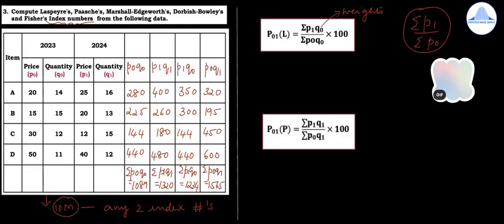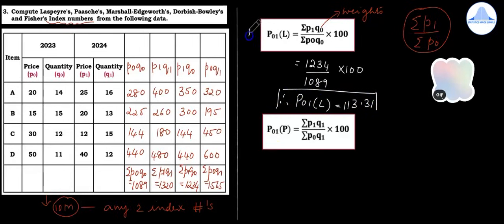So now let us substitute these totals in the formula. So P01 of L is summation P1 Q0 by summation P0 Q0 into 100. So this is equal to 1234 divided by 1089 into 100. So you will get P01 of L is equal to 113.31.